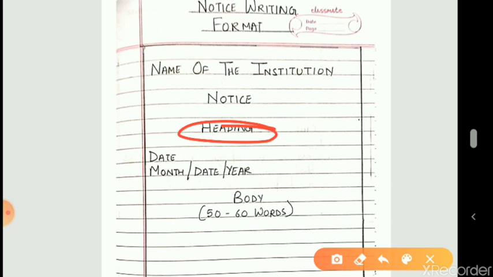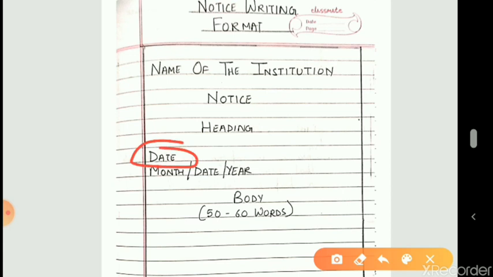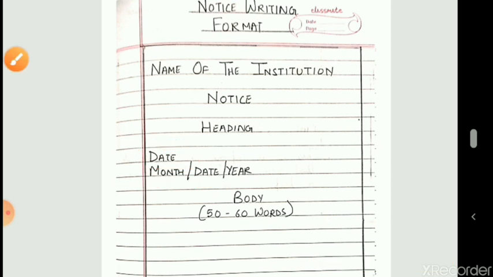Then after writing the heading, students, you need to again leave one line. After that, you need to write the date on the left hand corner, students. Always remember that the date will come in the left hand corner. And there's a format for writing the date. First you'll write the month, then the date, and then the year on the left side. After writing the date, students, again you need to leave one line, and then the body of the notice will come.